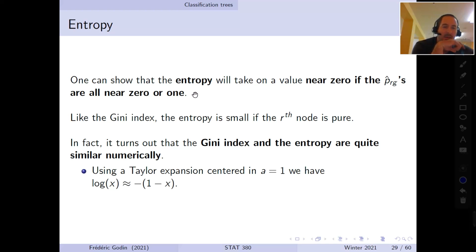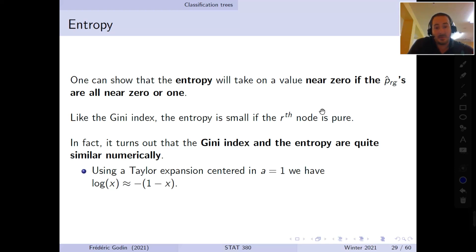It can be shown that the entropy will take a value near 0 if all the p hats are either close to 1 or 0, meaning that for one class, almost all observations are from that class, and for all other classes, there's almost no observation. So in a nutshell, like the Gini index, the entropy is small if the rth region, or rth node of the tree, is very pure. By pure, we mean homogeneous in the sense that all observations in the node have roughly the same class.